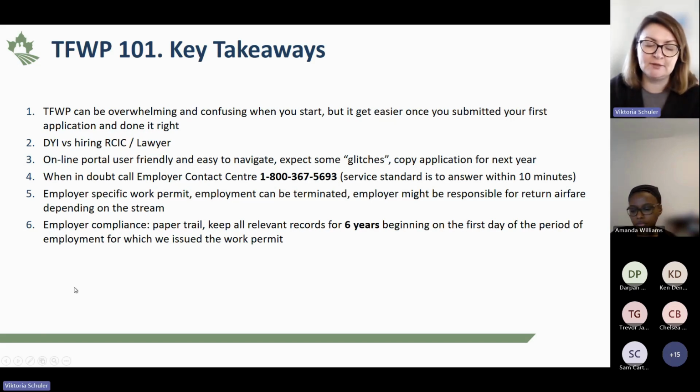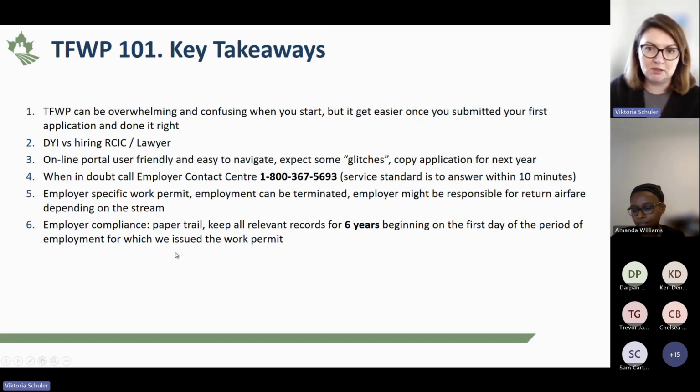So the answer is that workers are getting employer-specific work permits. Your name as an employer is stated in the work permit, and this is the only employer that the worker is entitled to work for in Canada. The employment can be changed and can be terminated.